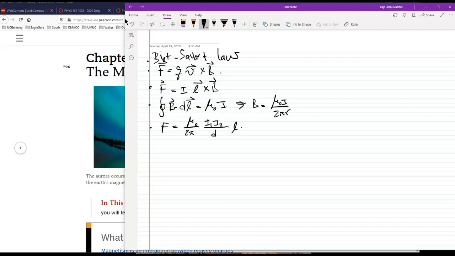All right. We begin with the Biot-Savart Law. The Biot-Savart Law has two versions, one for the current and one for the charge. The one I'm going to be covering is only for the charge. Let me tell you which equation.